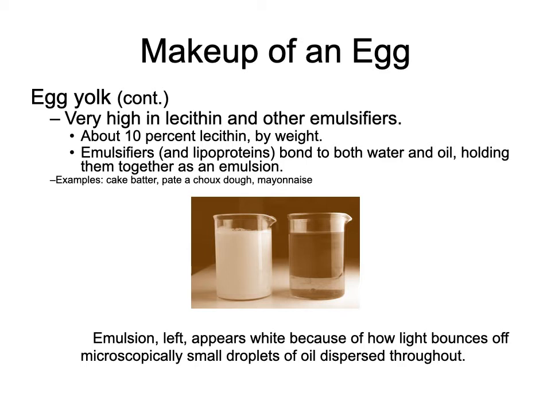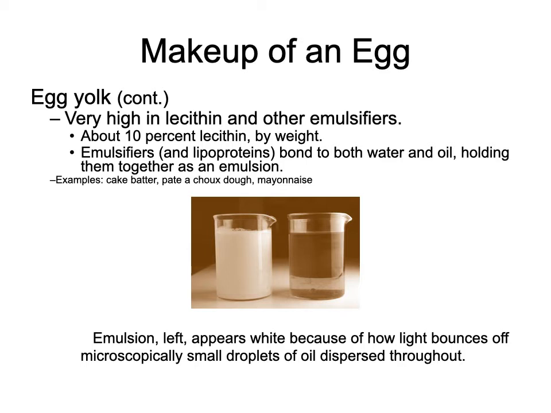Good examples are things like cake batter. When we make cake batter, a lot of times we're incorporating a lot of fat and a lot of liquid into it. How do we keep that from curdling? Well, one way is by using lecithin, by using egg yolks. If we don't have enough egg yolk or enough of an emulsifier, then the batter will start to look curdled, and that won't bake correctly, and your cake will probably collapse.